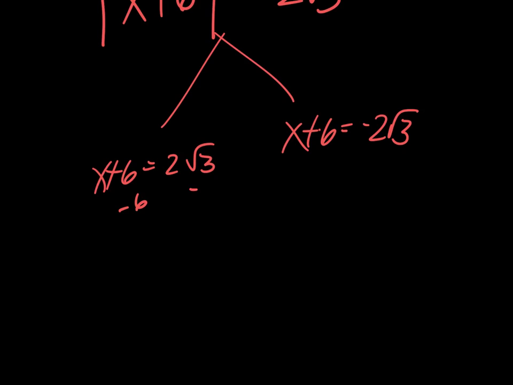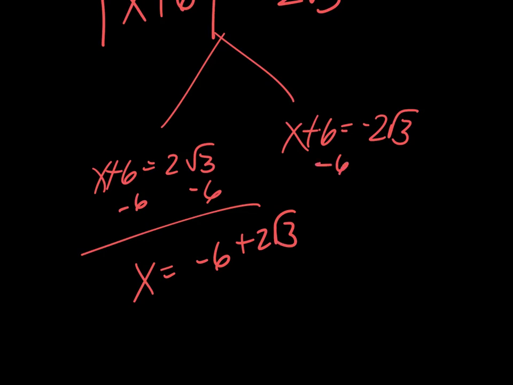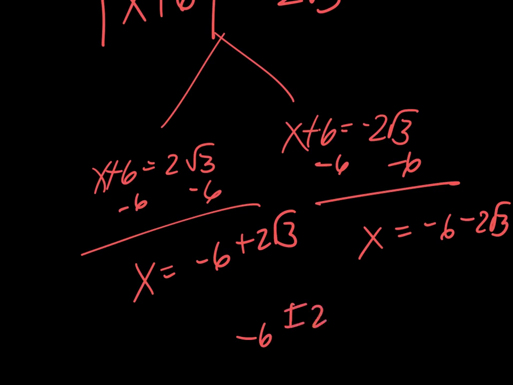I know I went really fast at the end there. Some of you probably followed that. If you didn't, I'm going to go slow and show you. You're going to subtract 6 from both sides, and you will have x equals negative 6 plus 2 root 3. And you'll subtract 6 from both sides, and you'll have negative 6 minus 2 root 3. And if you want to, you could put them together and say negative 6 plus and minus 2 root 3.